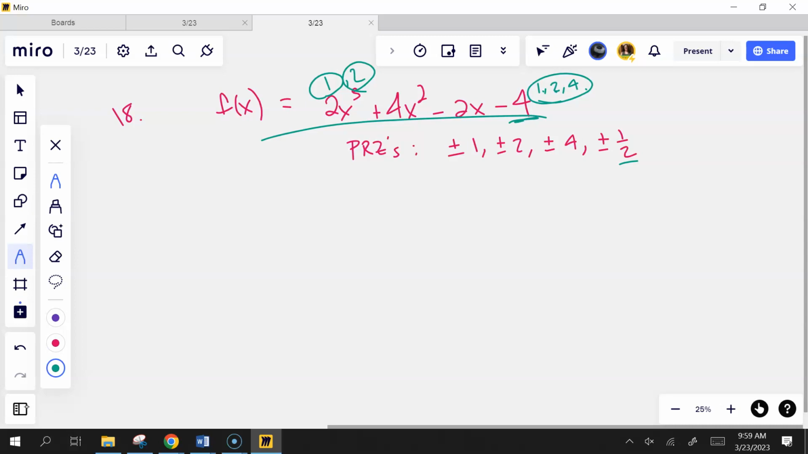So it looks like this one's crossing at 1 also. So I'm going to try 1. It crosses in 2 different places, doesn't it? Isn't this one of the ones that does that?